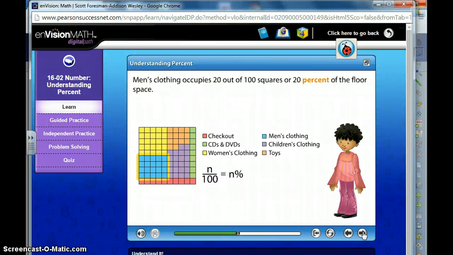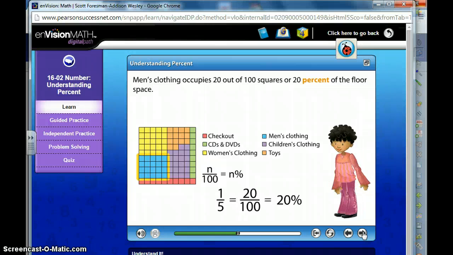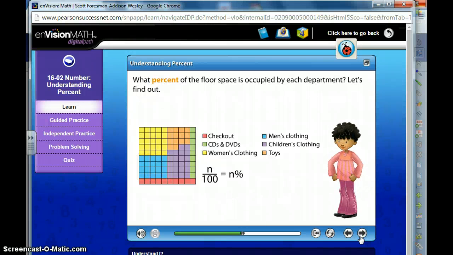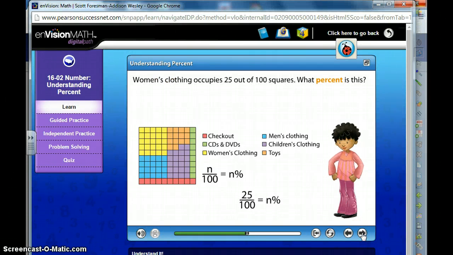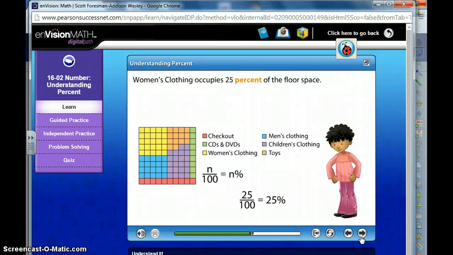Women's clothing only takes up the rest. Men's clothing occupies 20 out of 100 squares, or 20% of the floor space. What percent of the floor space is occupied by each department? Let's find out. Women's clothing occupies 25 out of 100 squares. So therefore, what percent is this? 25%. Women's clothing occupies 25% of the floor space.